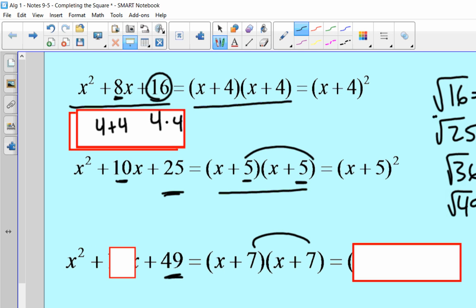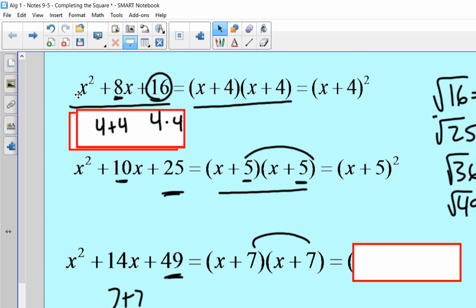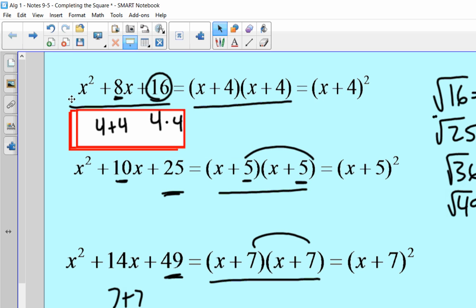In the next example, 7 times 7 gave me the 49 that's at the end. But what's 7 plus 7? Does it give me the middle number? It does, 14. Once again, because I have the same factors, I'm able to write that as x plus 7 squared.